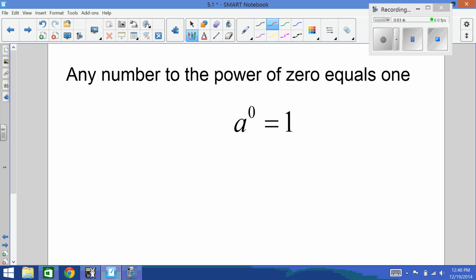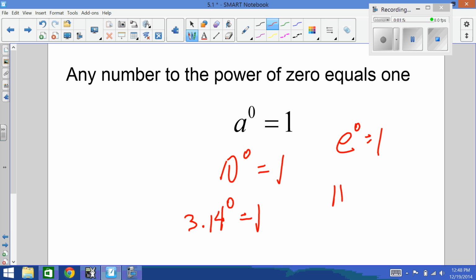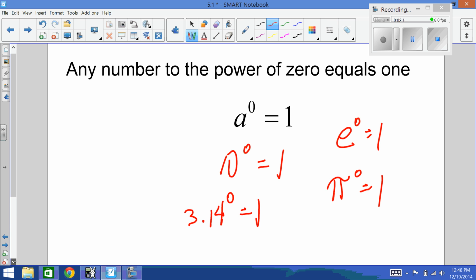So 8 to the 0 is 1. 10 to the 0 is 1. 3.14 to the 0 is 1. E to the 0 is 1. Pi to the 0 is 1. All right? It doesn't matter what the base is. If the exponent is 0, then the whole thing will equal 1.